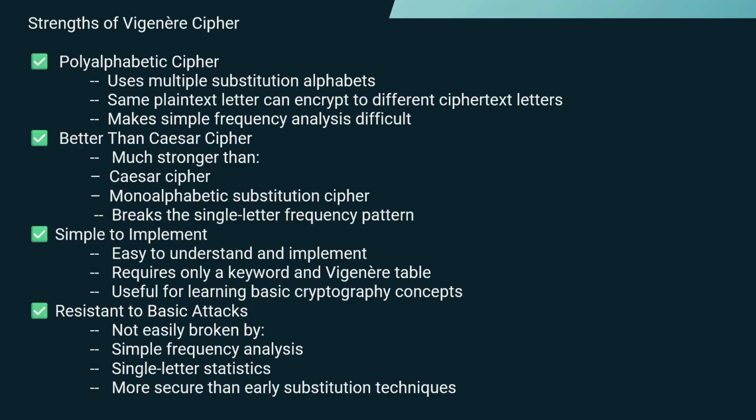The strength of Vigenere cipher is that it is a polyalphabetic cipher, using multiple substitution alphabets. The same plain text letter can encrypt to different ciphertext. It's immune to simple frequency analysis. In English, E is almost the most common letter. In a Caesar cipher, E always becomes H. So a hacker just looks at the most common letter. In Vigenere, because the key changes, E could be R one time and L the next. It hides the language pattern.